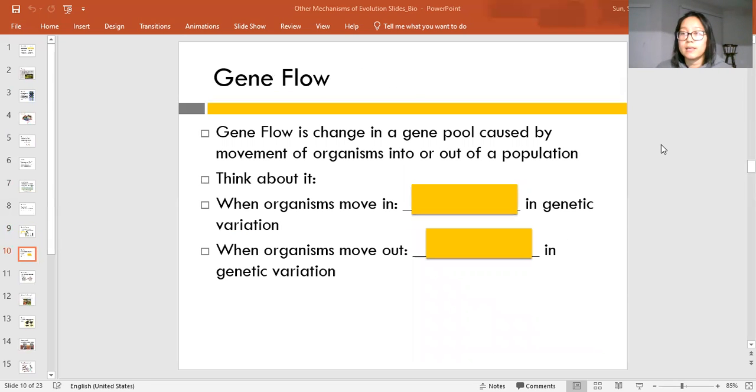So the next term we're going to talk about is called gene flow. What do you think flow means to you when you just say it?